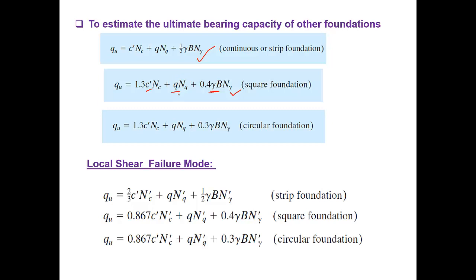Q equal to gamma into DF. Very good. So if you just simply multiply gamma into DF, you can get it. Okay, and B is also given. B is 2. So you need these bearing factors.